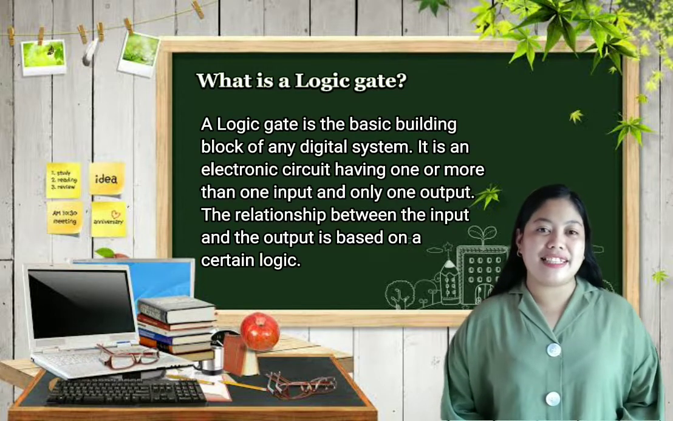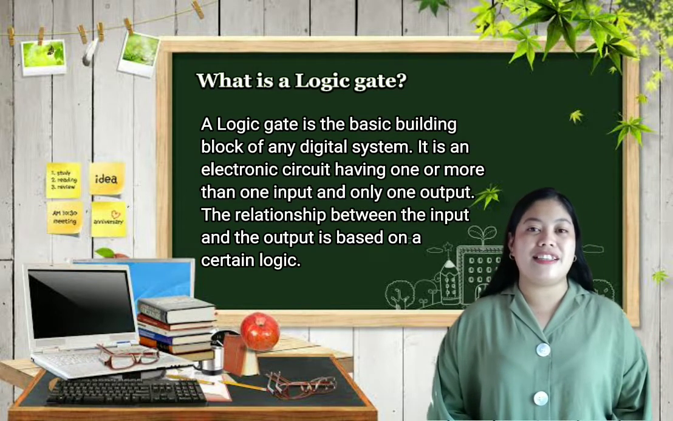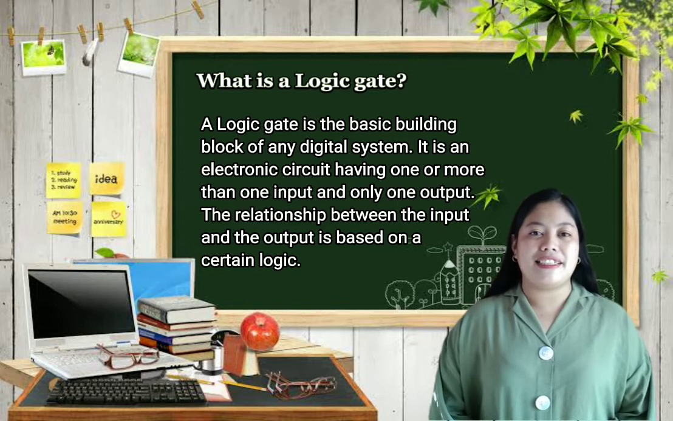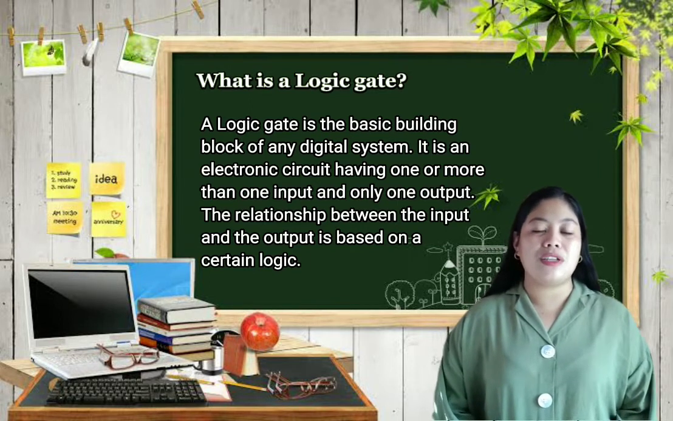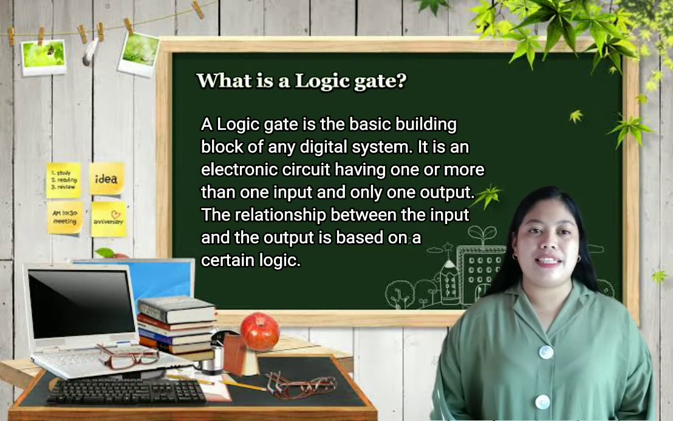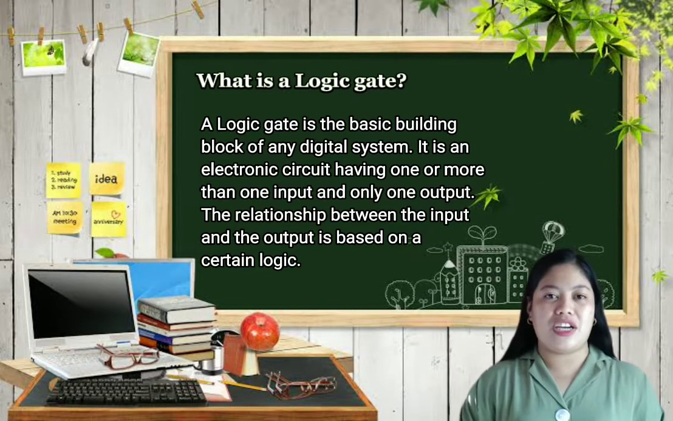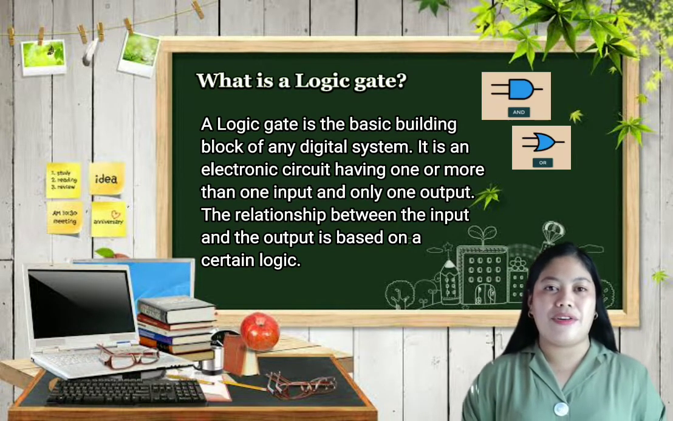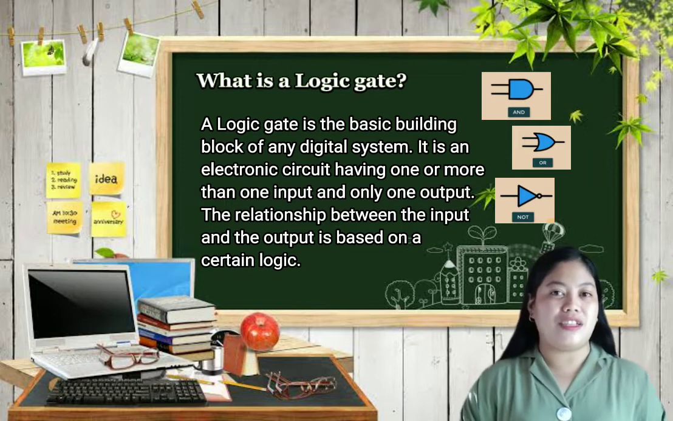A logic gate is the basic building block of any digital system. It is an electronic circuit having one or more than one input and only one output. The relationship between the input and the output is based on a certain logic. Based on this logic, gates are named as AND gate, OR gate, and NOT gate, etc.